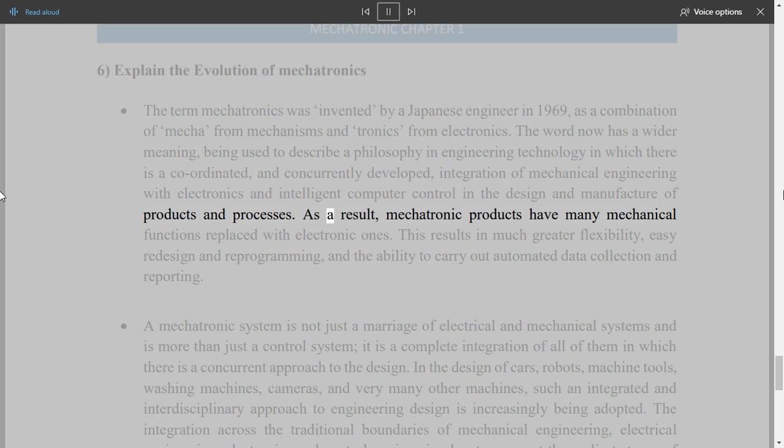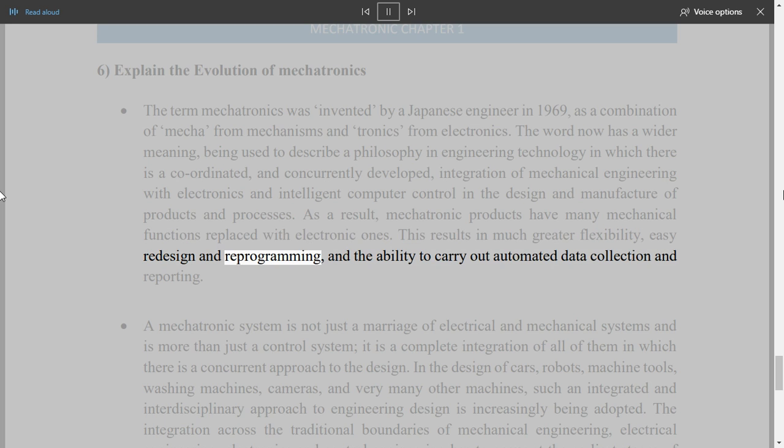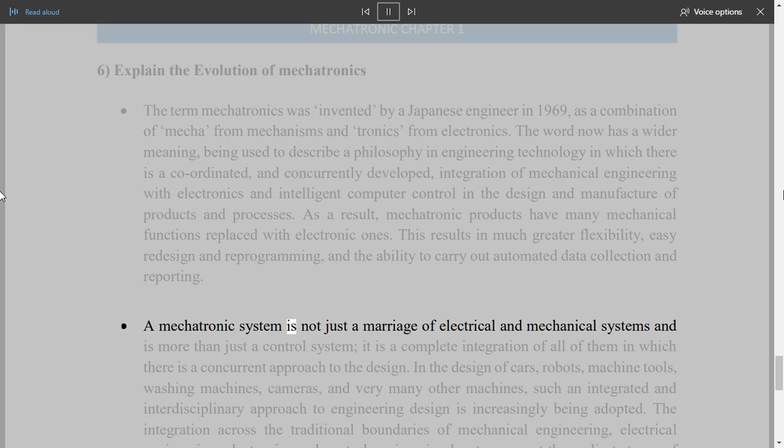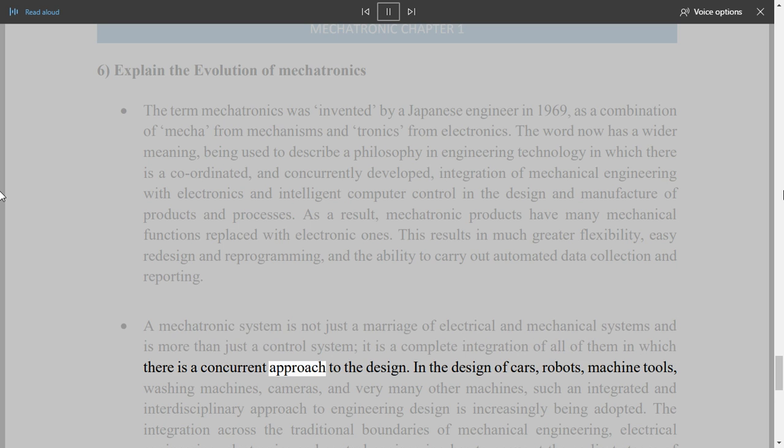As a result, mechatronic products have many mechanical functions replaced with electronic ones. This results in much greater flexibility, easy redesign and reprogramming, and the ability to carry out automated data collection and reporting. A mechatronic system is not just a marriage of electrical and mechanical systems, and is more than just a control system. It is a complete integration of all of them in which there is a concurrent approach to the design.